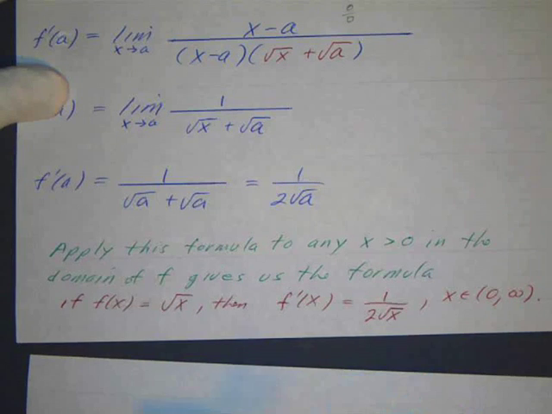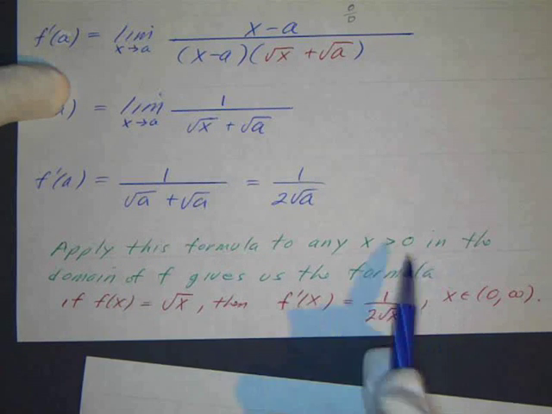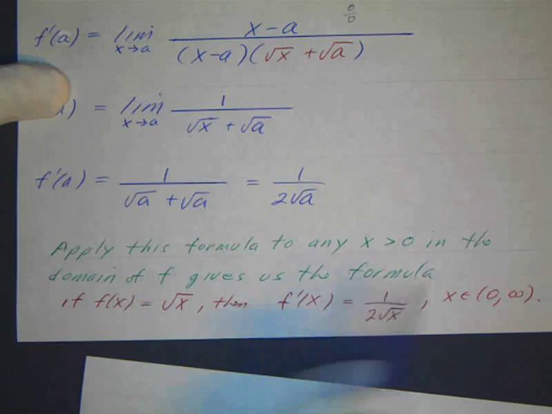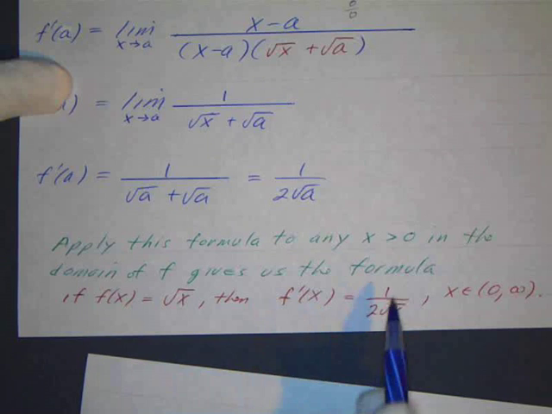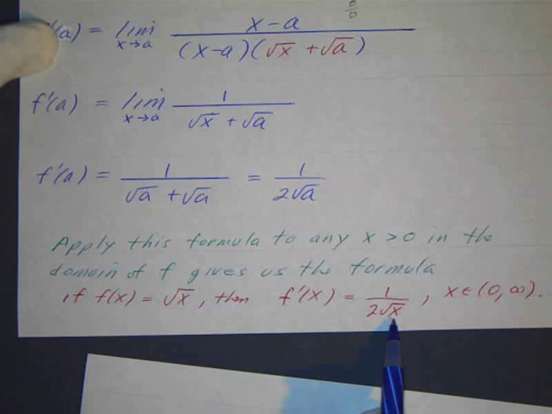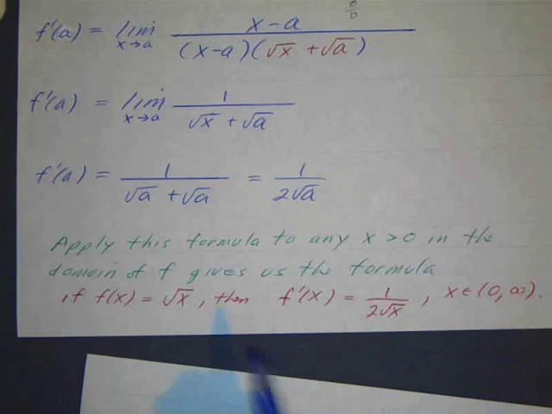So again, apply this formula to any x greater than 0 in the domain of f, and it gives us the formula: if f of x equals the square root of x, then f prime of x equals 1 over 2 times the square root of x in our domain. Okay, so this is our formula.